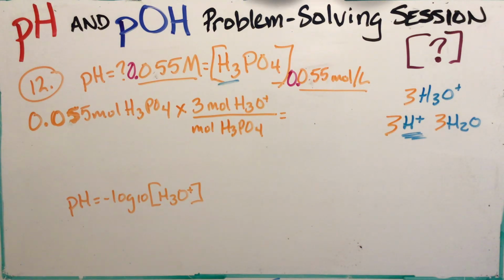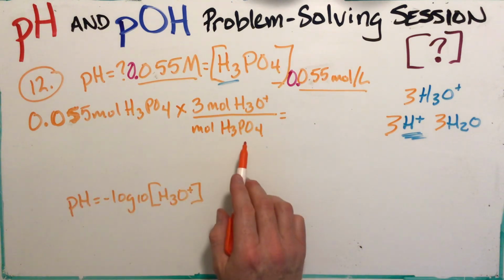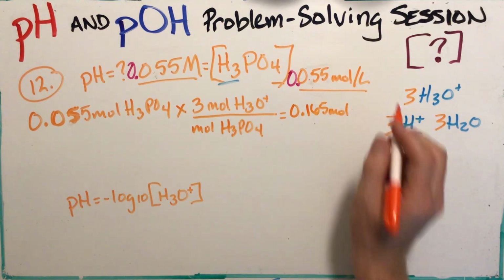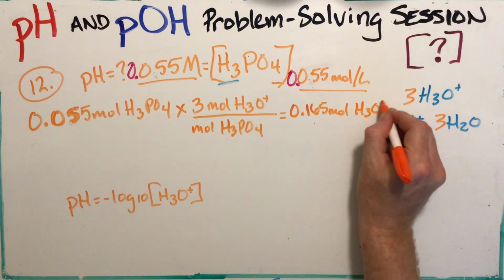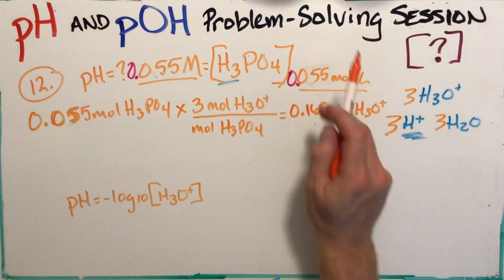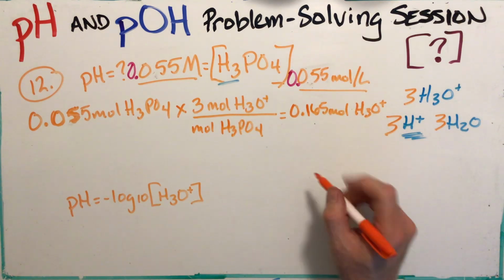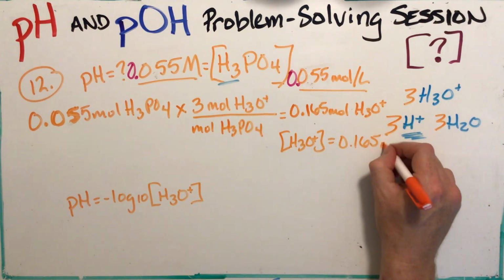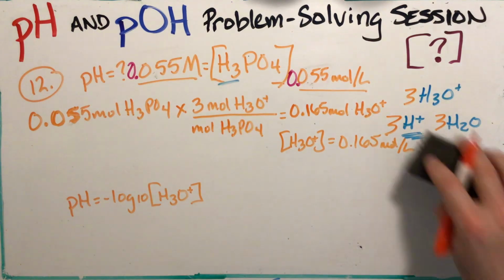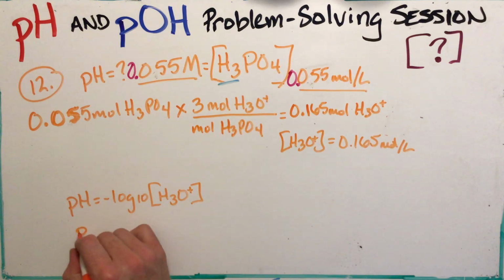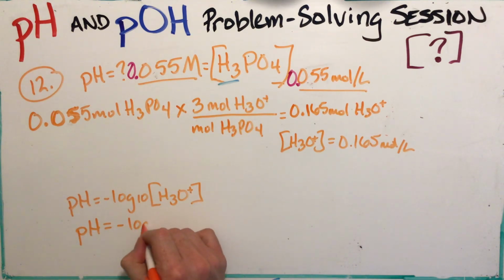Anyway, so I multiply that, and what I end up with is 0.165 moles of H3O plus. And because this was per 1 liter, then this is also per 1 liter. So the hydronium, the H3O plus concentration, is 0.165 moles per liter. All right, I'll erase this. This is the value that goes in here. See, I do a bonus question and it totally derails on me. Stupid, sir.